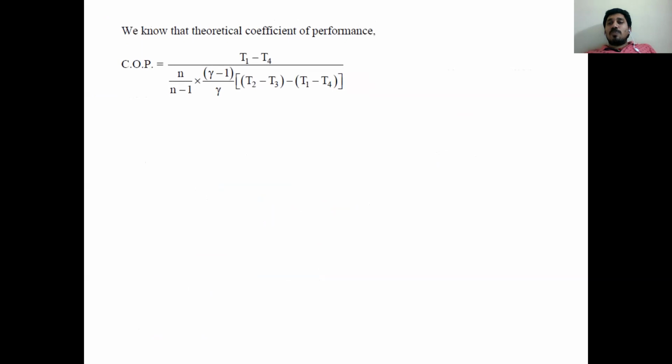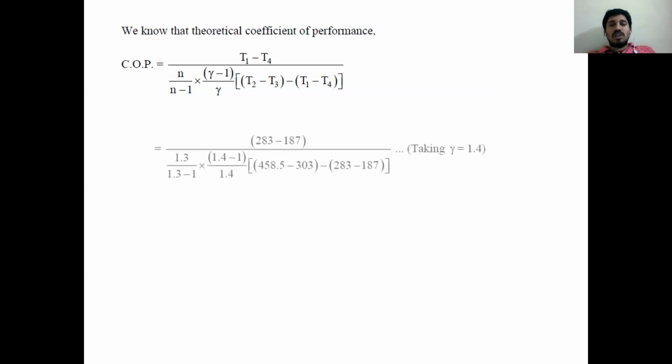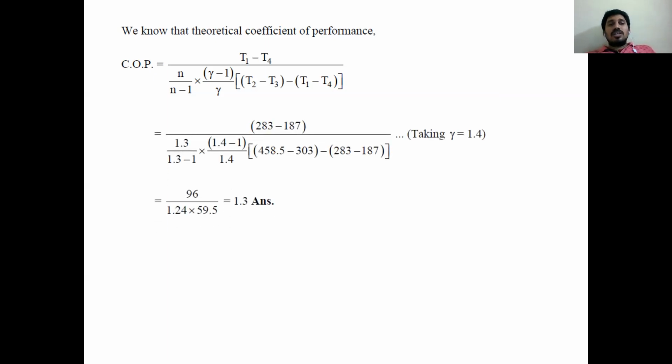Now what is COP? COP of polytropic processes. Just now we derived in the notes COP for the polytropic process in the reversed Brayton cycle: T1 minus T4 divided by N minus 1 into gamma minus 1 by gamma in brackets, T2 minus T3 minus T1 minus T4. Just now we determined T2 and T4. N value was given in the problem. Gamma is constant for air as 1.4. We substitute all values and determine COP as 1.3. Like this, we solve the problem when we have polytropic processes for compression and expansion.